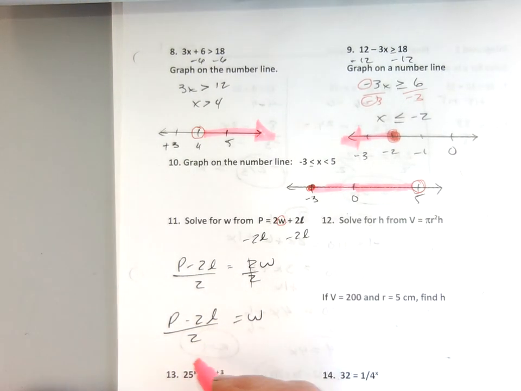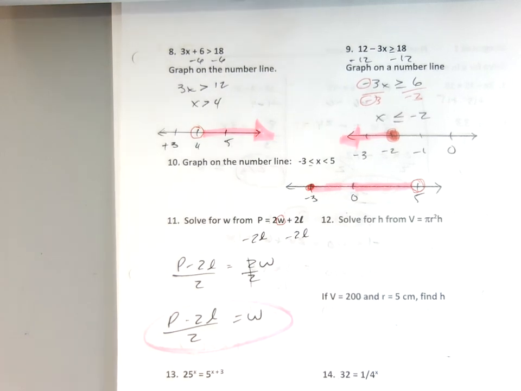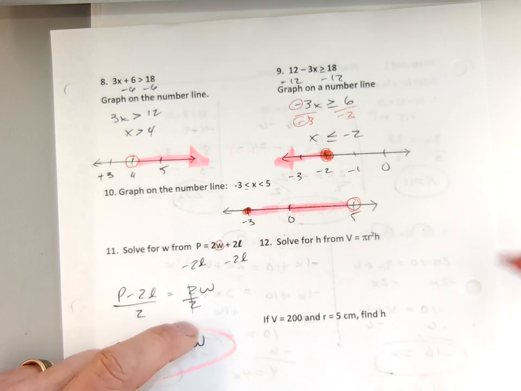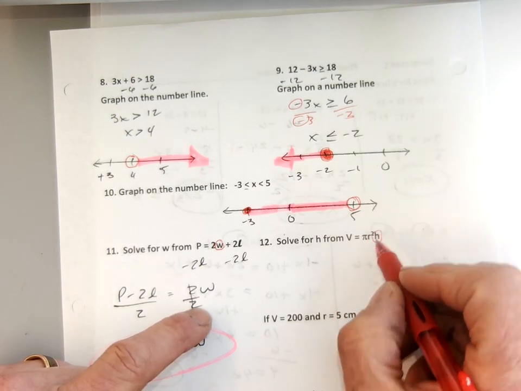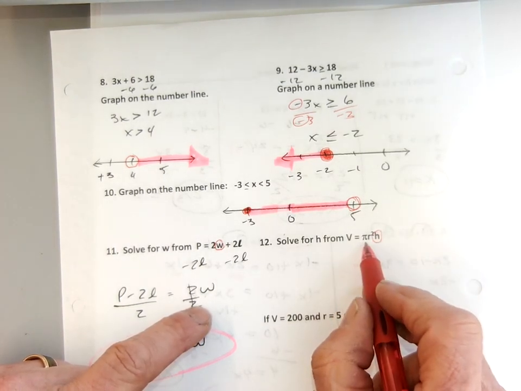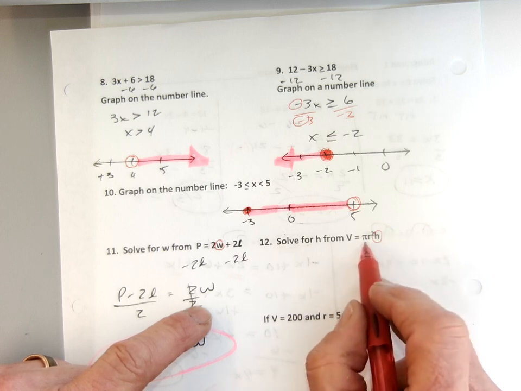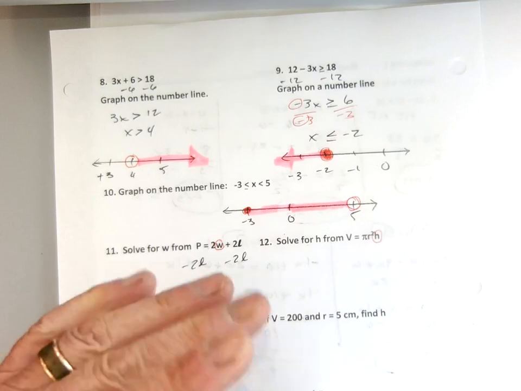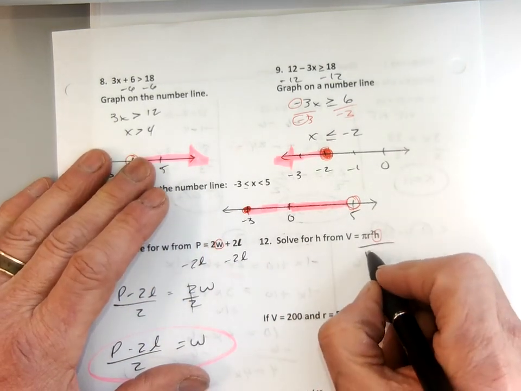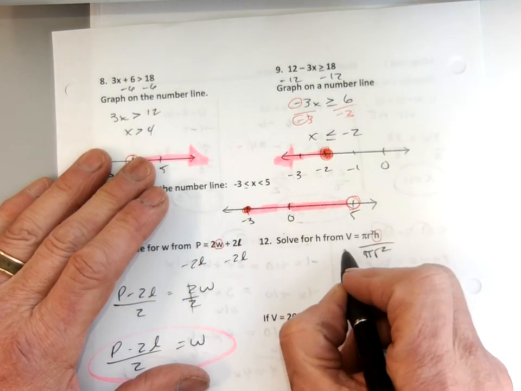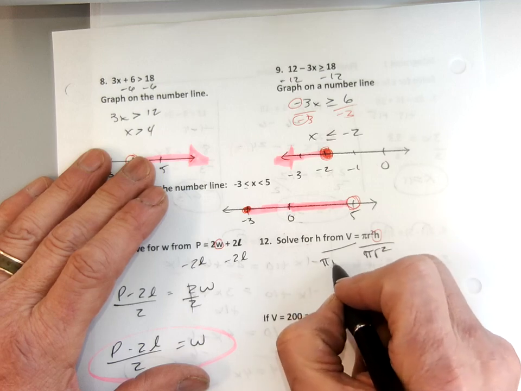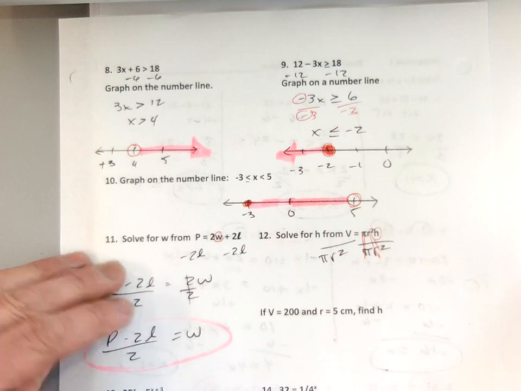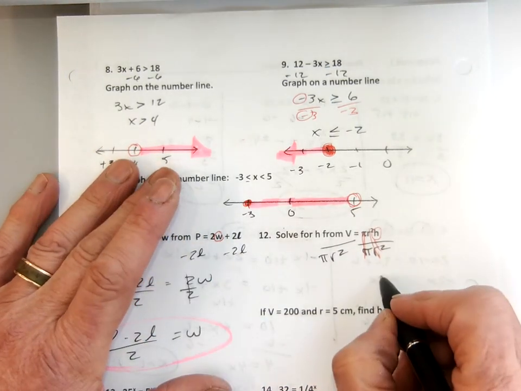Okay, now number 12. Solve for h. Well, h is right there. That's pi times r squared times h. I'm going to do the opposite of times by pi and times by r squared. I'm just going to divide both sides by pi and r squared. So what happens is the pi cancels and the r squared cancels, and all you're left with is h, which is what you wanted, okay?